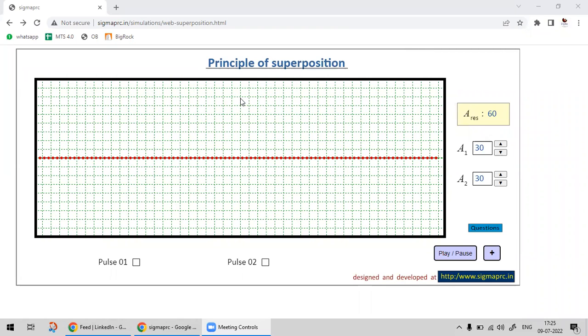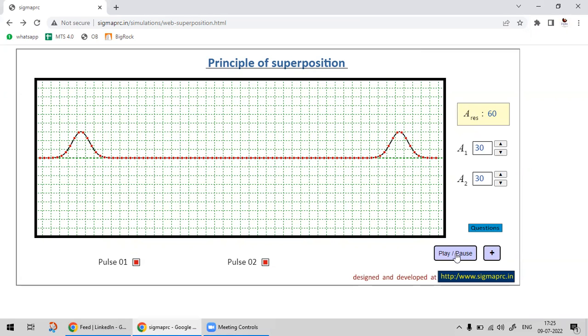Here is another simple simulation that can be used to help the students visualize the concept of principle of superposition. So here, when I click on this button, you can see the first pulse on the left-hand side, which is going to travel towards the right-hand side. Then here I click and you see the second pulse, which is on the right-hand side, but which is going to propagate towards the left-hand side.